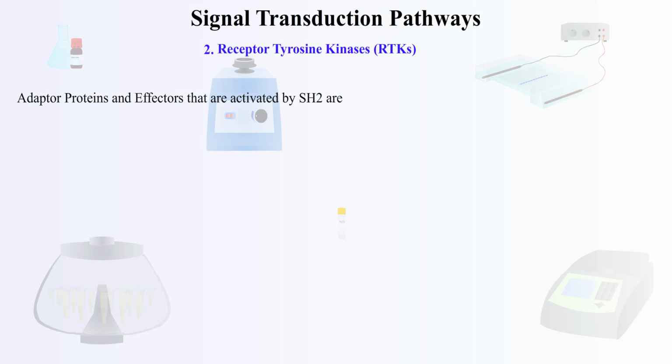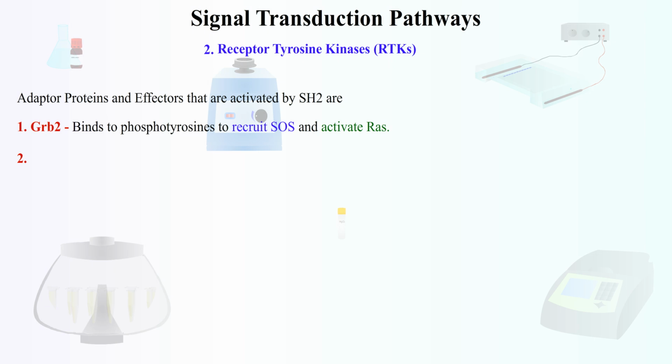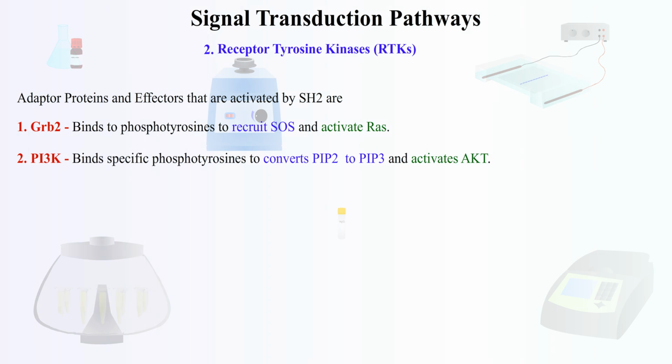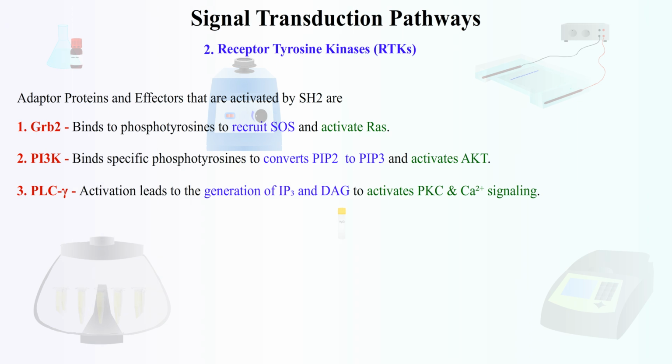The adaptor proteins and effectors that are activated by SH2 are: 1. GRB2 binds to phosphotyrosines to recruit SOS and activate RAS. 2. PI3K binds specific phosphotyrosines to convert PIP2 to PIP3 and activates AKT. 3. PLC gamma activation leads to the generation of IP3 and DAG to activate PKC and Ca2+ signaling.